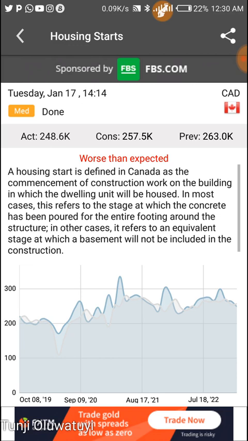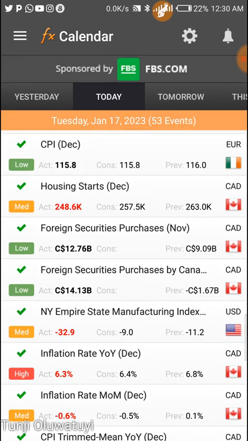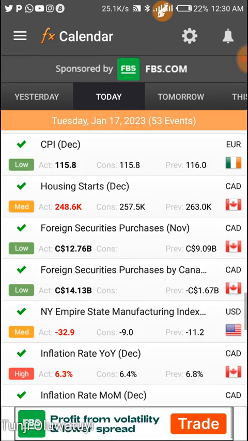In most cases, this refers to the stage at which the concrete, on and on like that. Now, what was the verdict? The verdict was that it was worse than expected. Now, these are some of the things that people who use fundamental analysis actually put together to make their decisions about certain trades.